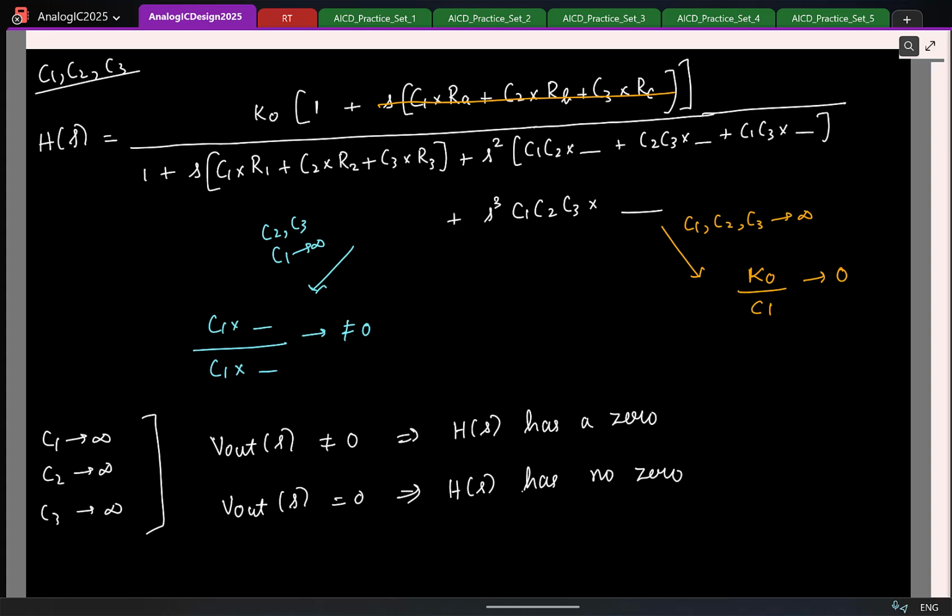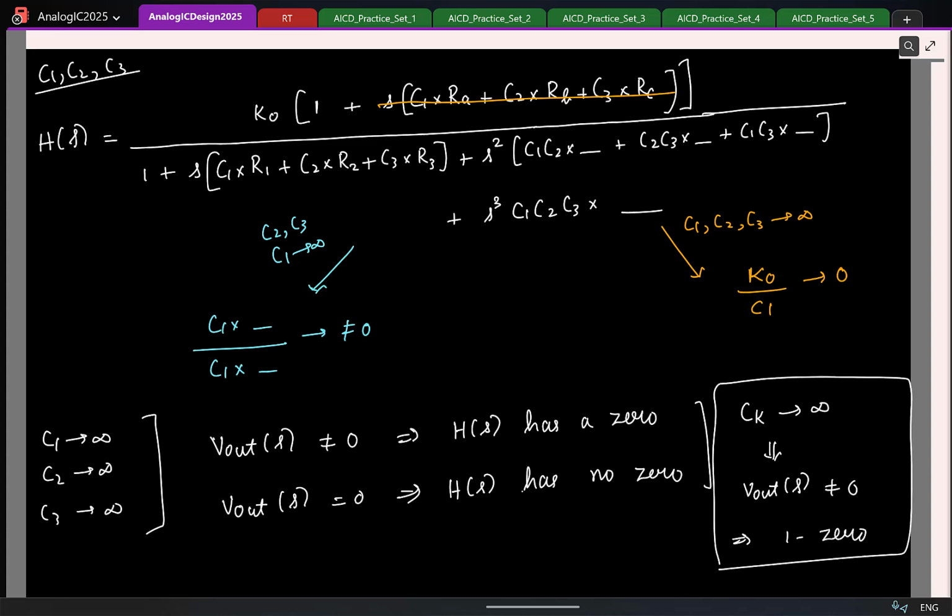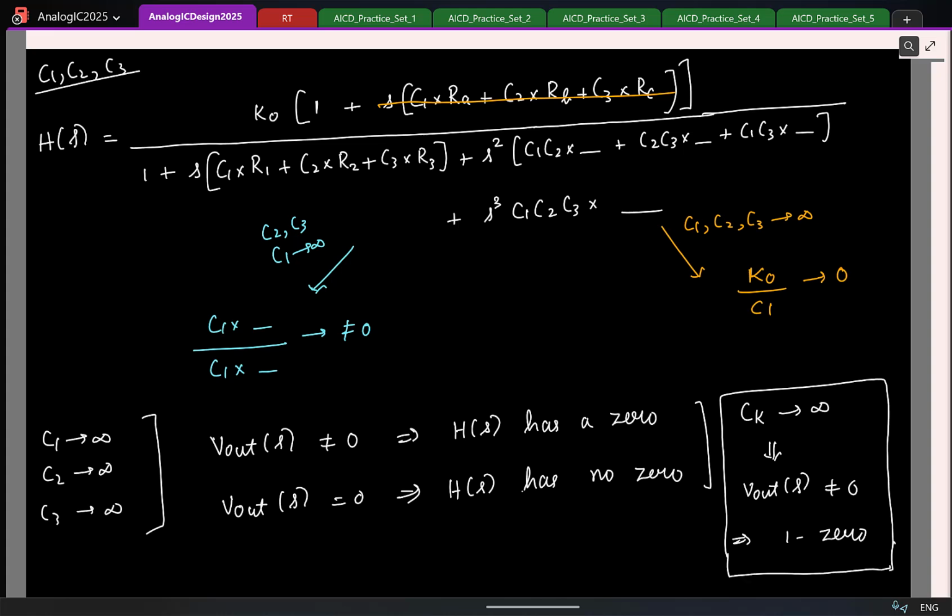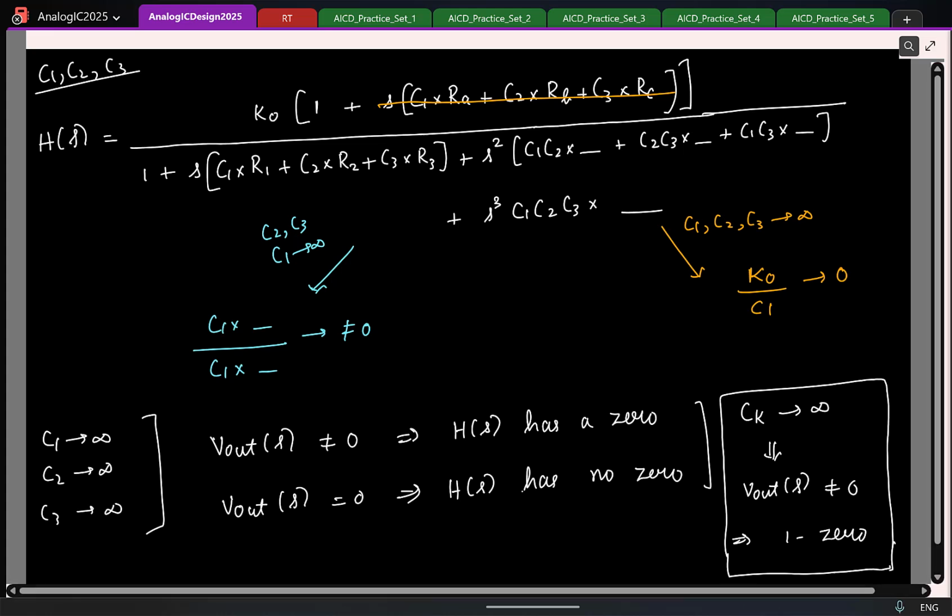Fine. So I'll just remark it here. Basically, you tend any capacitor Ck to infinity, and let us say the output is non-zero, which implies we have a 0. That is an easy way to check if you have a 0 or not. So remember, this is just for testing if I have 1 0 or not.